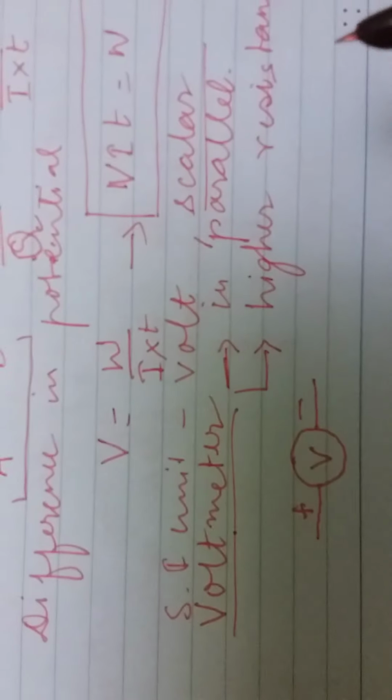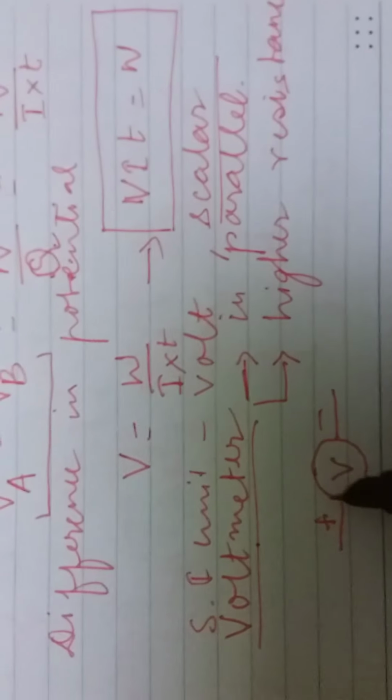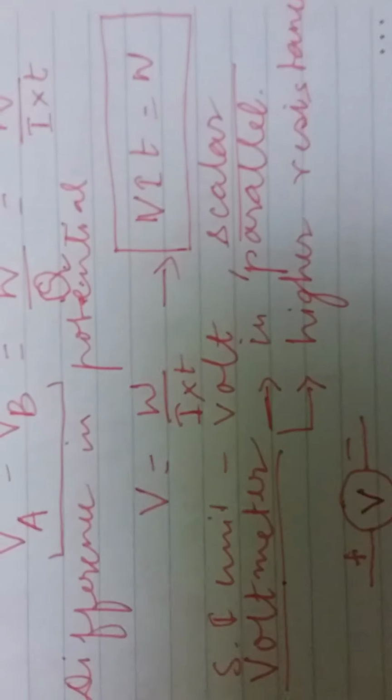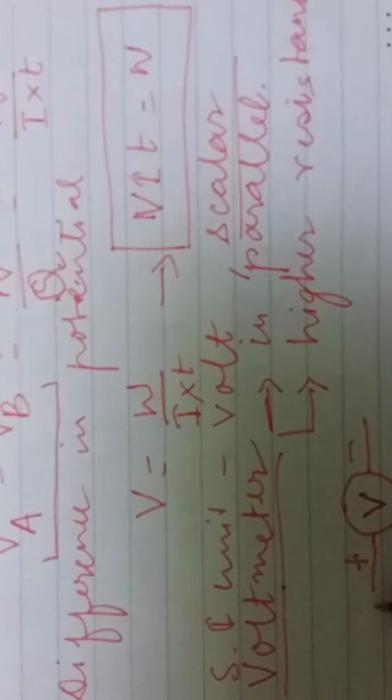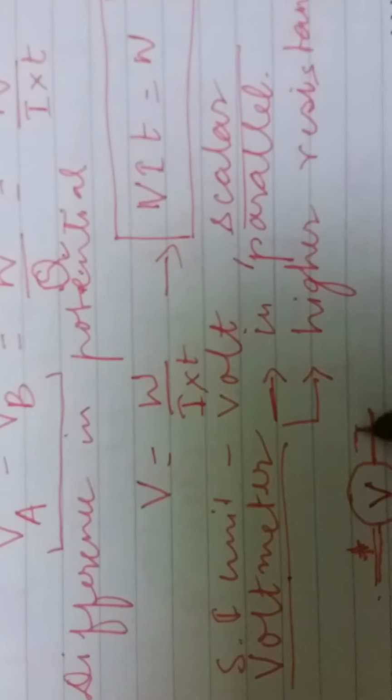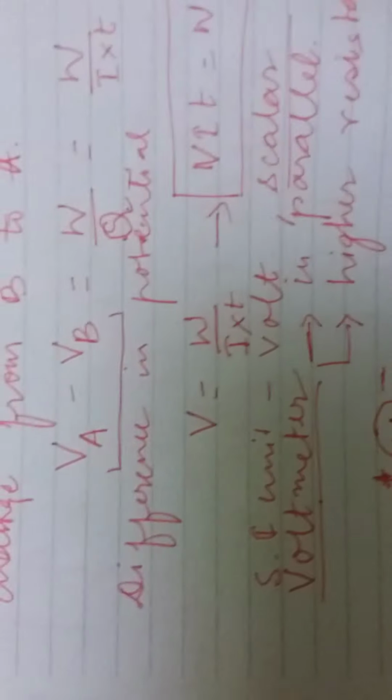And to symbolize it, we can have a circle and a V inside it standing for voltmeter, and there are two conducting wires on both the sides and have a positive terminal and negative terminal on the apparatus.